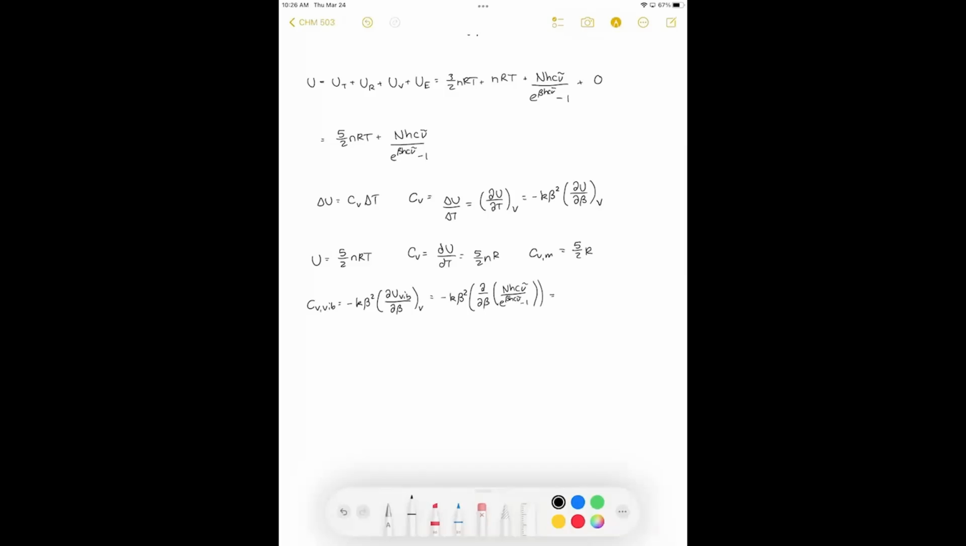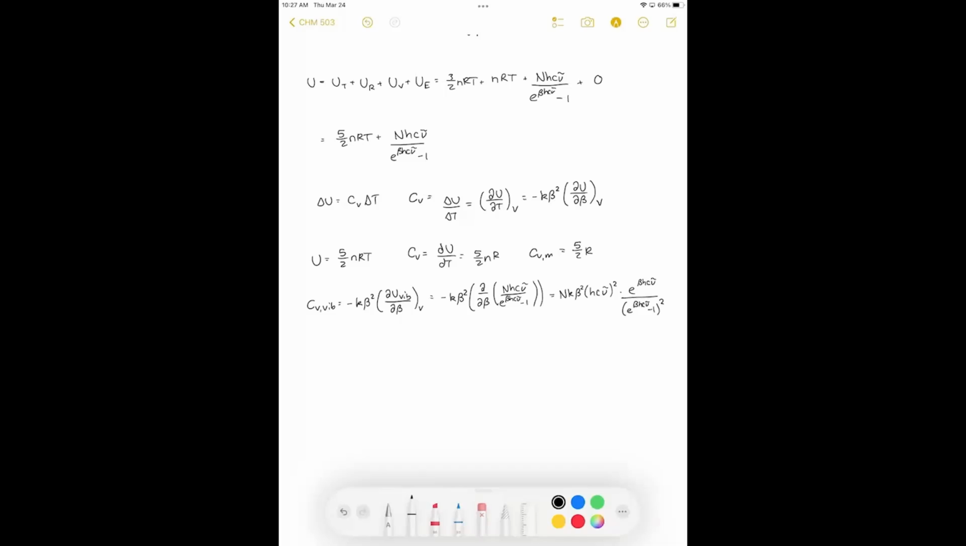And if you go ahead and do this derivative, you get a funky looking equation that we used in lab 1, that is N k beta squared (h c nu) squared times e to the beta h c nu over (e to the beta h c nu minus 1) squared. So as weird as this equation looks, we can use this to calculate the contribution to the heat capacity based on vibrational energy levels. And we did this in lab 1.